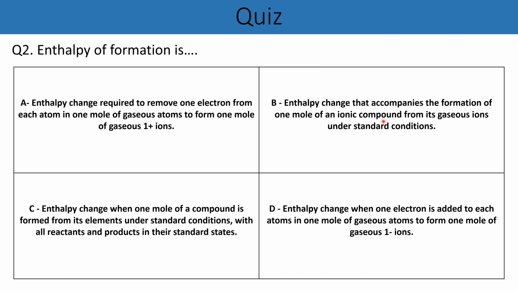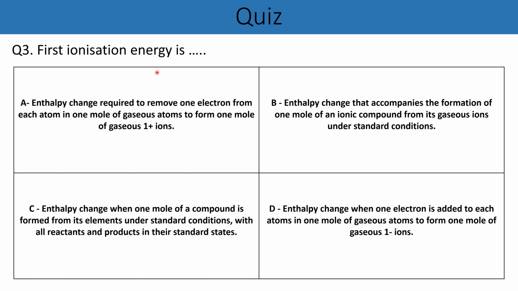Let's have a look at our next one then. So here's question 2. Please pause and then check to see if you got the answer right. So for question 2, the enthalpy change of formation is, I went for C, the enthalpy change when 1 mole of a compound is formed from its elements under standard conditions with all reactants and products in their standard states.